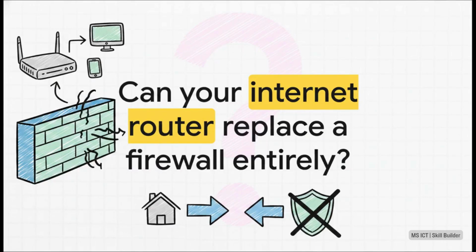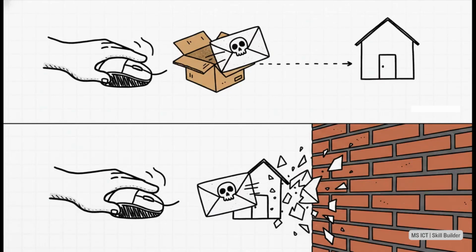Now, at this point, you might be looking over at your home internet setup and thinking, wait a second, I have a router from my internet provider. Doesn't that do the exact same thing? Can't my internet router just replace a firewall entirely? Well, let's bust that myth right now. The short answer is absolutely no. A standard router is not a comprehensive firewall.